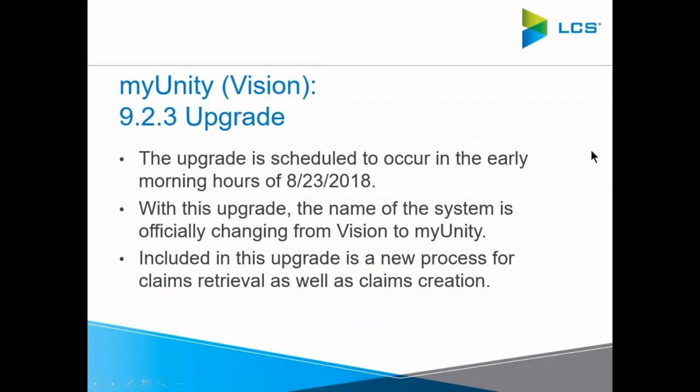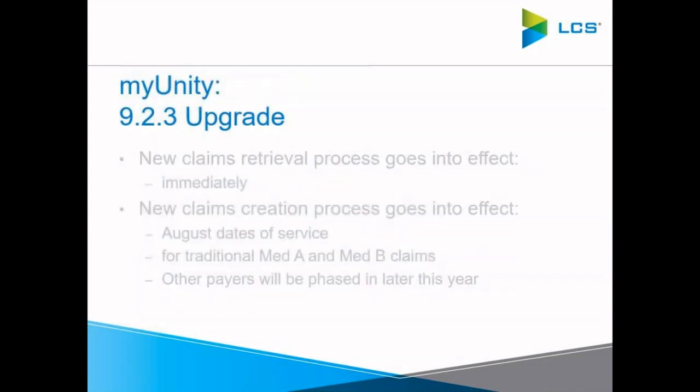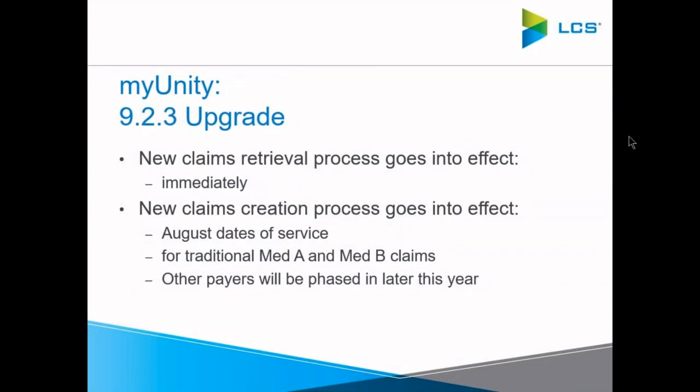With this upgrade, the name of the system is officially changing from Vision to MyUnity. Included in this upgrade is a new process for claims retrieval as well as claims creation. The new claims retrieval process goes into effect immediately. The new claims creation process goes into effect for August dates of service only for traditional Medicare A and B claims. Other payers will be phased in later this year.